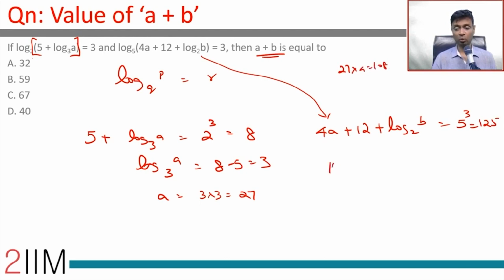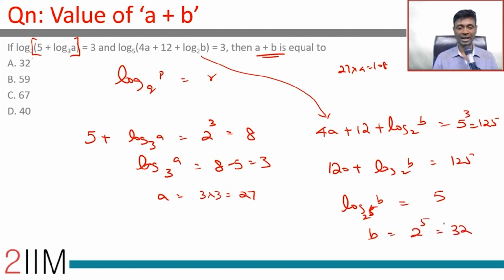108 plus 12 is 120, plus log b to the base 2 is 125, or log b to the base 2 is 5. B is 2 power 5, which is 32. A is 27, b is 32. A plus b is 27 plus 32, 59.